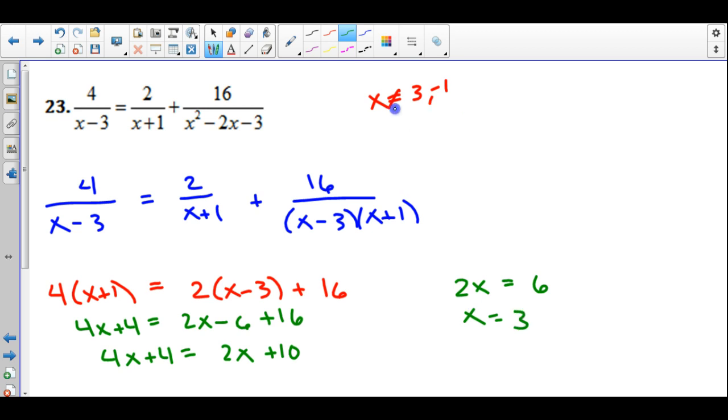But the problem is I have a restriction at positive 3. So even though positive 3 comes out to my answer, when you take positive 3 and you substitute it in here, 3 minus 3 is going to give me 0. And 4 divided by 0 is undefined. So there is actually no solution to this problem. So even though I end up with positive 3 at the very end, that's what we would call an extraneous solution. We knew that we had a restriction on that variable, so we actually have no solution.